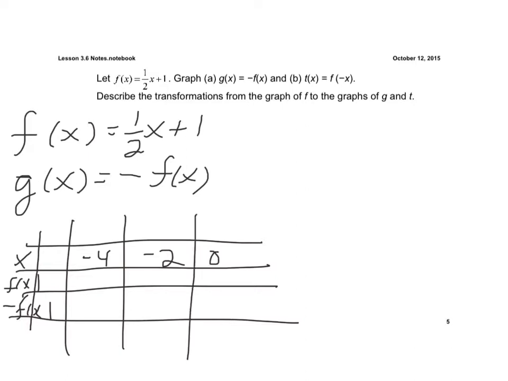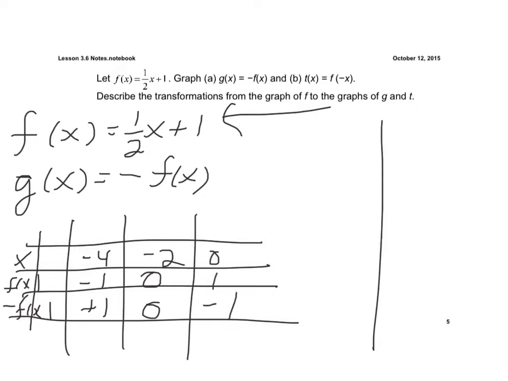If we plug -4 into this function, half of -4 is -2, and -2 plus 1 is -1. Now if I take the opposite of that, it becomes +1. Now I'm going to plug in -2. Half of -2 is -1, and -1 plus 1 is 0. The opposite of that is still 0. Then I plug 0 in. Half of 0 is 0, plus 1 is 1, and the opposite of that would be -1.